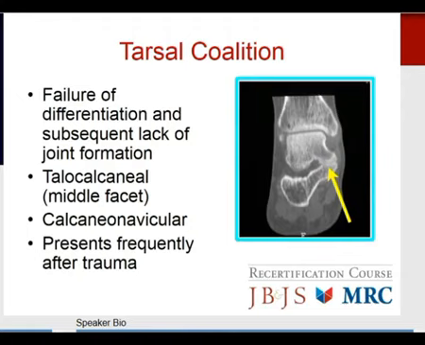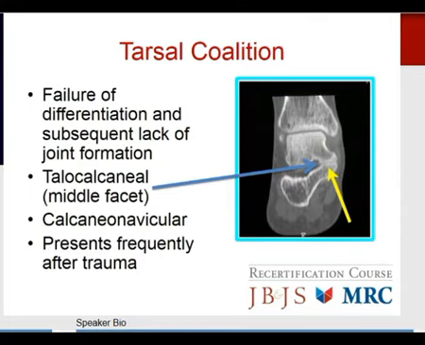Tarsal coalition occurs because of a failure of differentiation and subsequent lack of joint formation. There are a couple of varieties to speak of. The first being the talocalcaneal coalition, and the second being the calcaneonavicular coalition. They're roughly about 50-50 with respect to incidence, and it's important to note that you may have this and not even know about it. It frequently doesn't present until you sustain an ankle sprain or some type of trauma across that site.